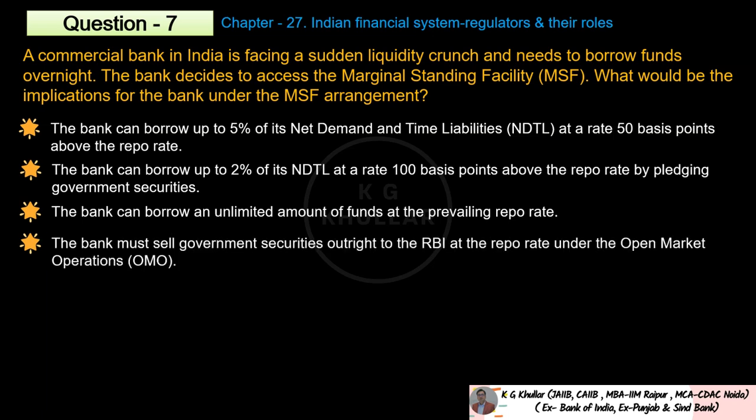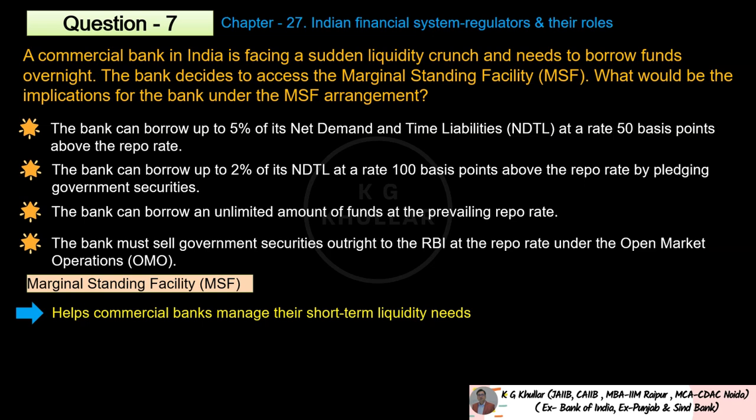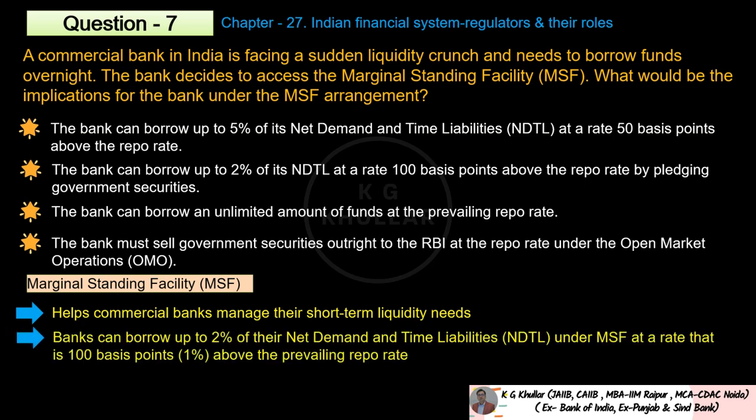Now friends, as you all know, the marginal standing facility, that is MSF, is a monetary policy tool introduced by the Reserve Bank of India in 2011 to help commercial banks manage their short-term liquidity needs, especially during unexpected liquidity crunches. So under the MSF arrangement, banks can borrow overnight funds from the RBI by pledging government securities. This facility is particularly designed as a last resort when banks face acute liquidity shortages that cannot be met through other means, such as interbank borrowings or the liquidity adjustment facility, that is LAF.